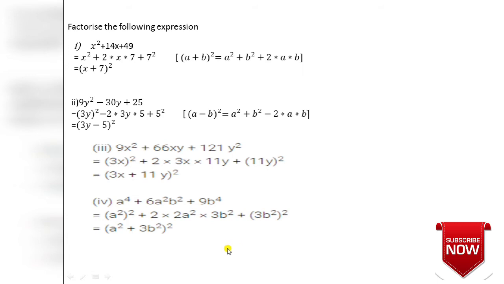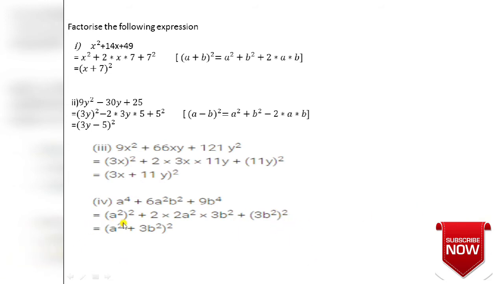Let's proceed further, students. This is a very important sum, the fourth sum. It is stated here as a to the power 4 plus 6a square b square plus 9b to the power 4. First we have to find a, then we have to find b. A to the power 4 can be written as (a square) whole square, and then 9b to the power 4 can be written as 9 is the square of 3, so it can be written as (3b square) whole square.